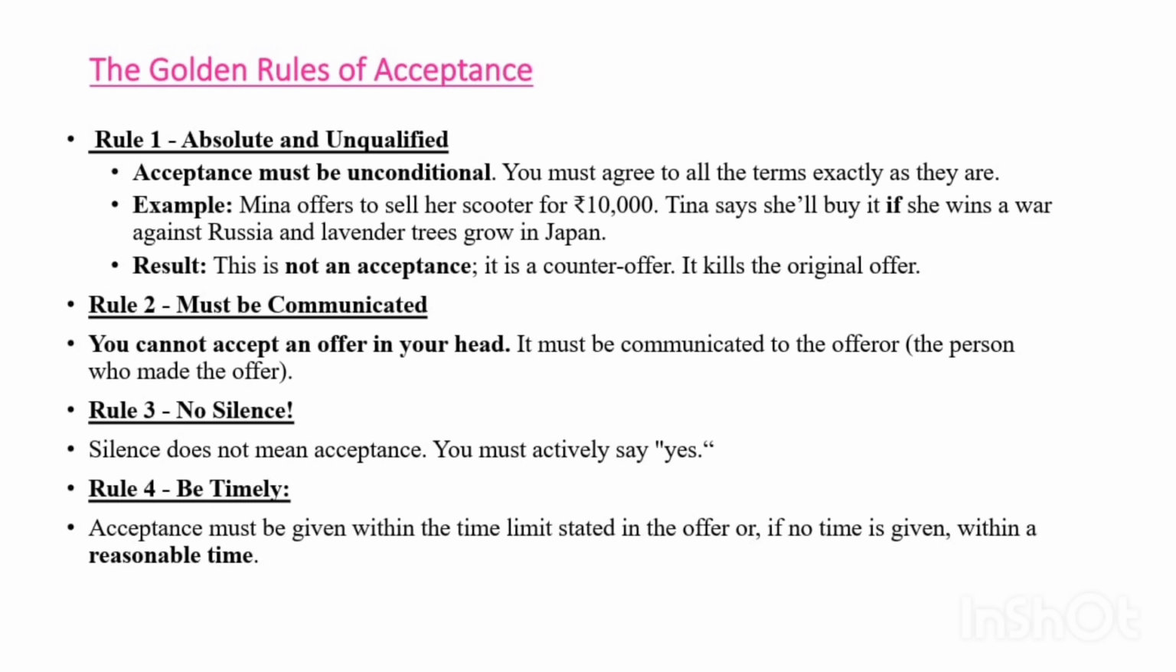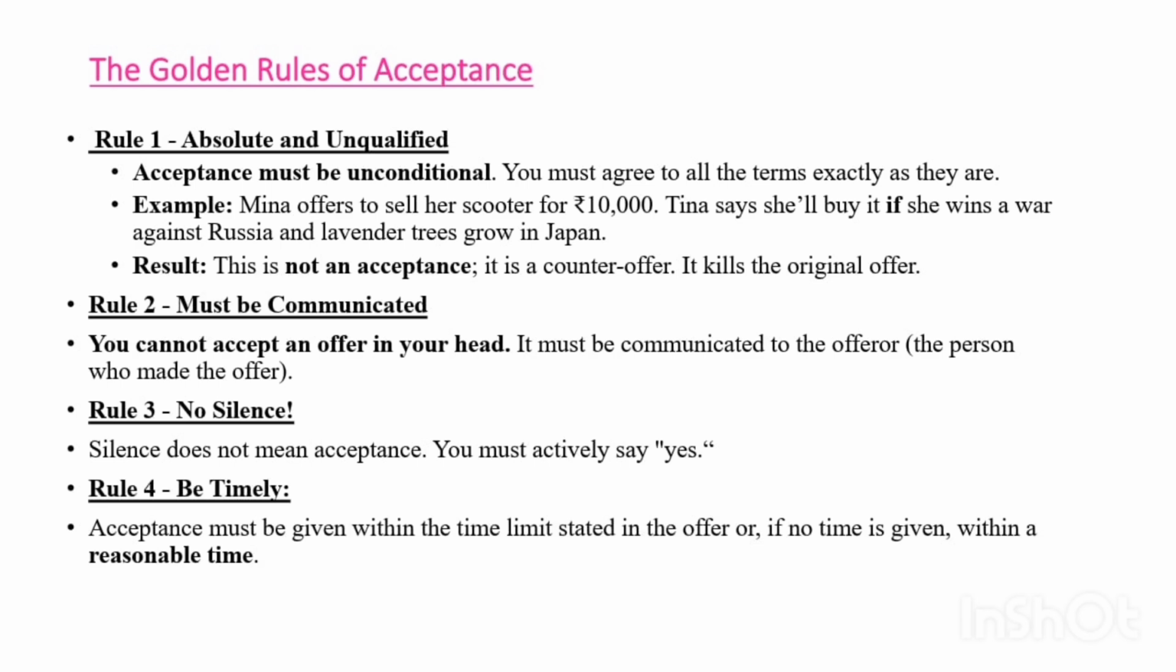So the next topic is the golden rules of acceptance. The first one is, it should be absolute and unqualified. That means acceptance must be unconditional. You must agree to all the terms exactly as they are. For example, Minna offers to sell her scooter for rupees 10,000 and Tina says she will buy it if she wins a war against Russia and lavender trees grow in Japan. The result is, this is not an acceptance. This is a counter offer. It kills the original offer.